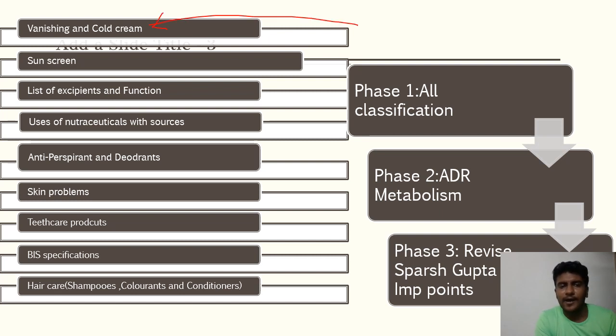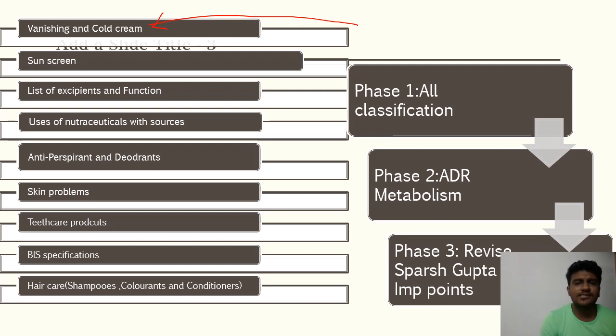So the number one priority is the difference between vanishing cream and cold cream. Cold cream and vanishing cream are basically day and night creams. One is an O/W emulsion while the other one is a W/O emulsion. Vanishing cream, from the name itself, once you apply it on the skin, it will vanish. While cold cream will leave a thin emollient layer, a filmy type layer on your skin.